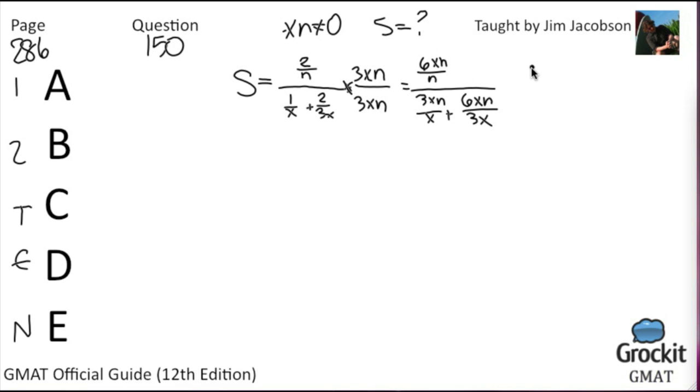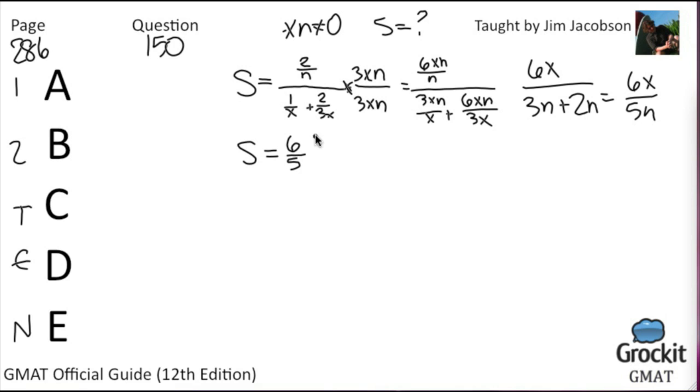So we end up with, in the numerator, 6x, because the n's cancel out. And then the x's cancel out, we get 3n. On the second fraction, 6 over 3 ends up being 2, and the x's cancel out, 2n. So that equals 6x over 5n, or s equals 6/5 times x over n. Forgot an equals there. So if we can solve for x over n, we can solve for s.